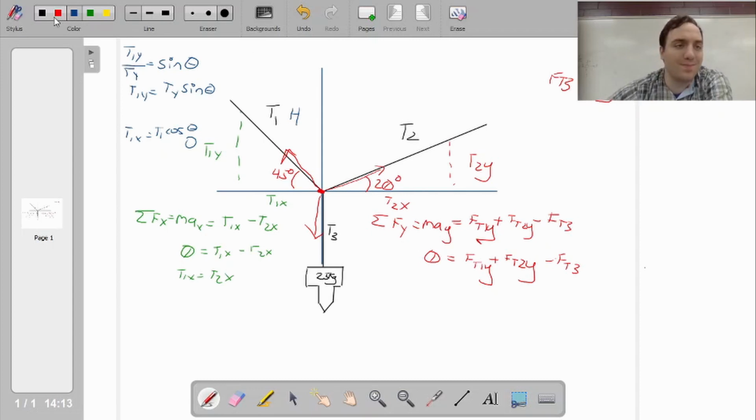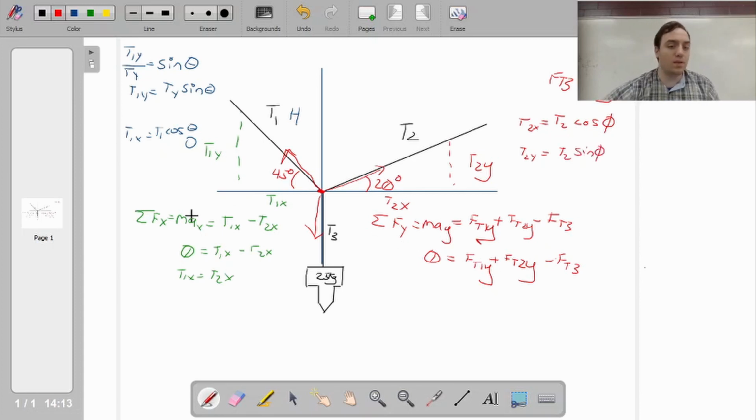And then over here, the same thing for T2. T2x equals T2 cosine. I'm going to use a different variable. I'm going to use phi to indicate that they're not the same angle. Do the same thing for y.